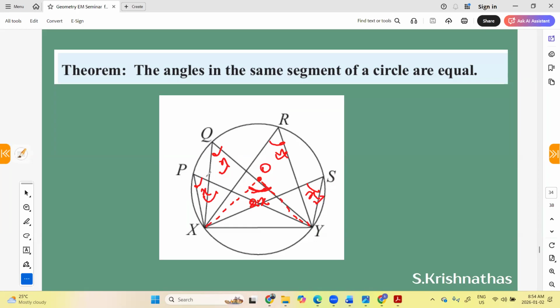Okay, students. So the theorem is: angles in the same segment are equal. Same segment angles are equal. Right, next.